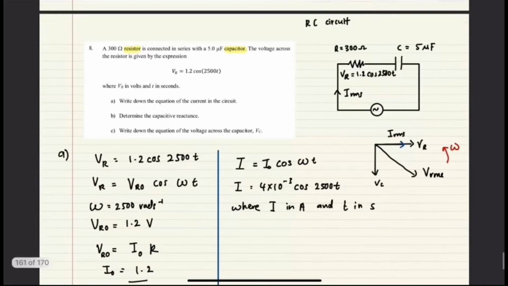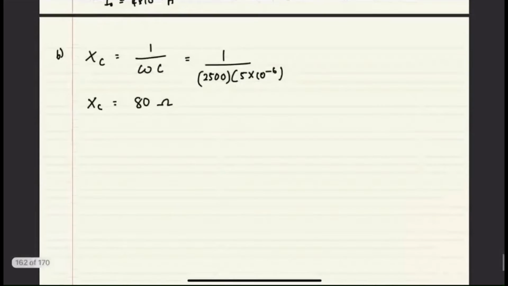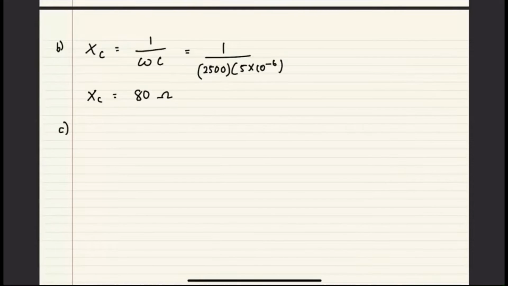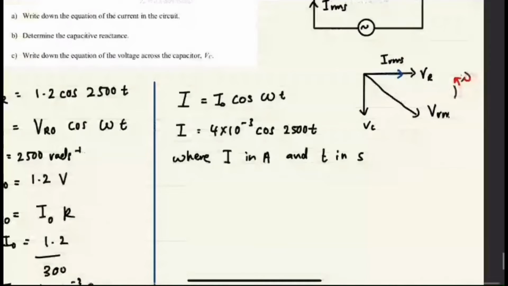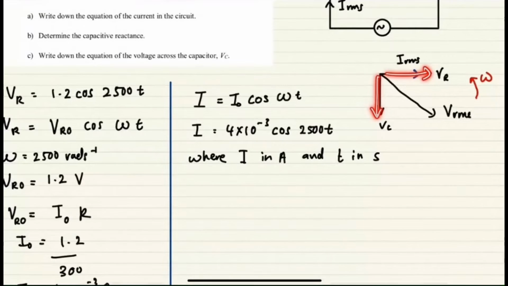Okay, and then the last question C, write down the equation for voltage across the capacitor, VC. So basically now, you want to write down using the general equation, VC equals I not C. Now, if you're referring to this phasor diagram, you can see that VC lags VR. Earlier we already had the VR equation. VR is cos, so obviously VC is not cos, since it lags.